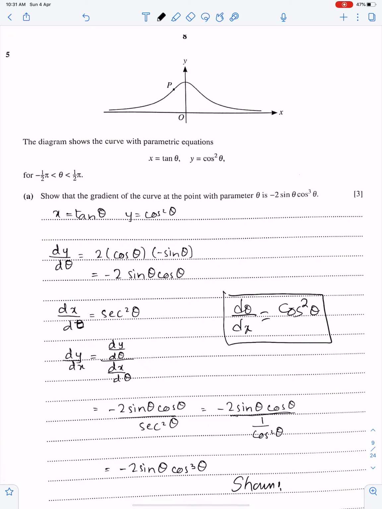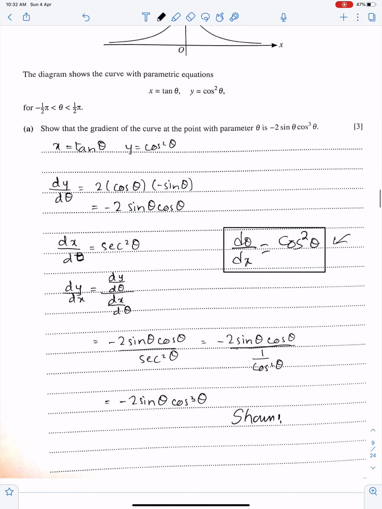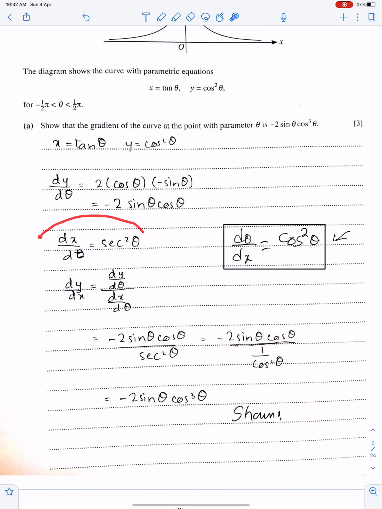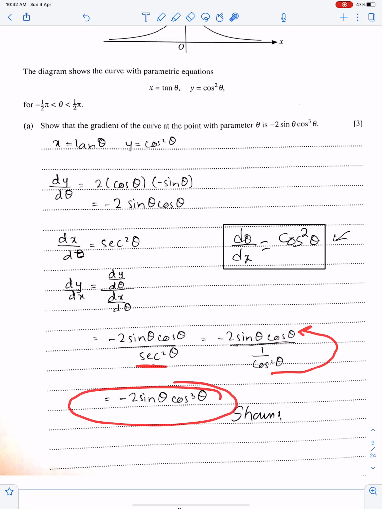Leave this for a moment. I will discuss this later in the second part. This is dx upon d theta, and this is the formula for the gradient of parametric equations. Now substitute the values here. You know sec square is 1 upon cos square. When you bring cos square here, it will become cos cube. This is what we had to show.